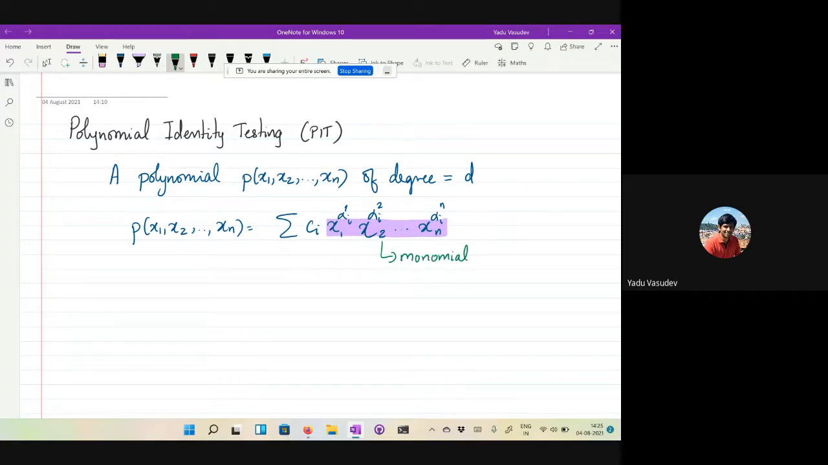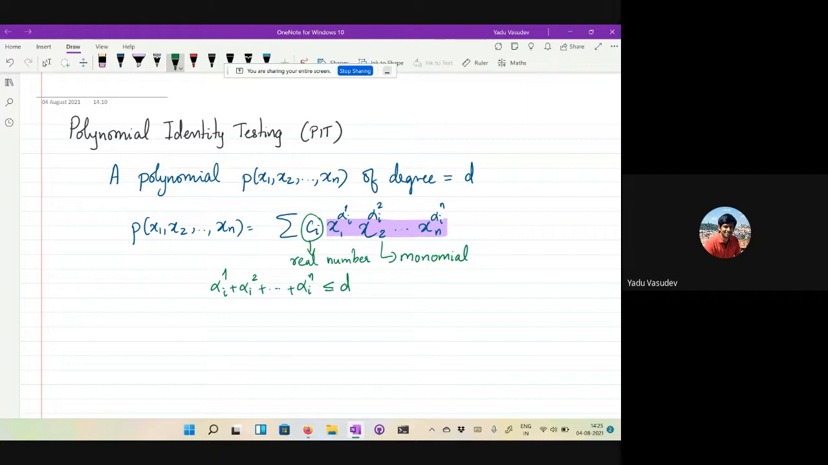And when you say the degree is d, it means that these values alpha I1 plus alpha I2 and so on till alpha In is at most d, right? That's what it means to say that this polynomial is of degree d. The sum of the degrees of the individual variables, you add them up, then the sum will be at most d, right? And ci is the corresponding coefficient. This is a real number.